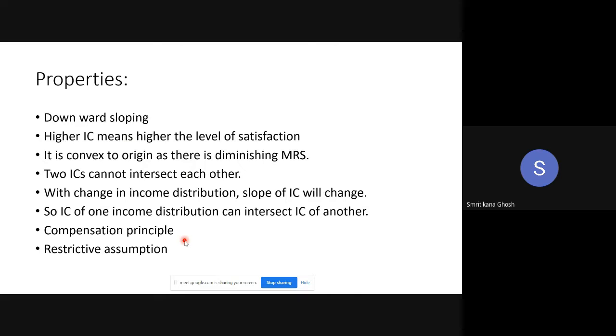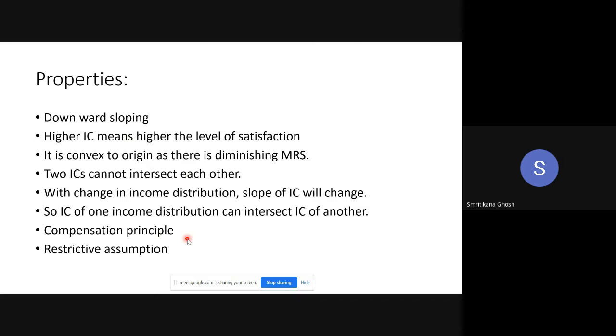The restrictive assumption is that when you are doing this, there will be no intervention. There should not be any government intervention, and there should not be any intervention from outside the economy. Nothing will be there. But if you can use this compensation principle in your economy, you can move to a higher community indifference curve.